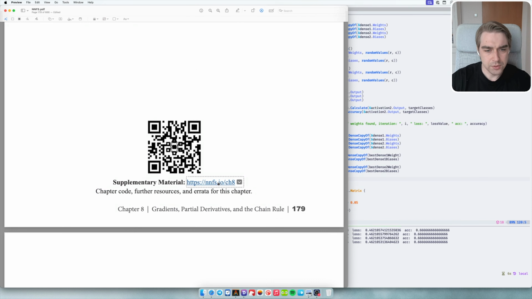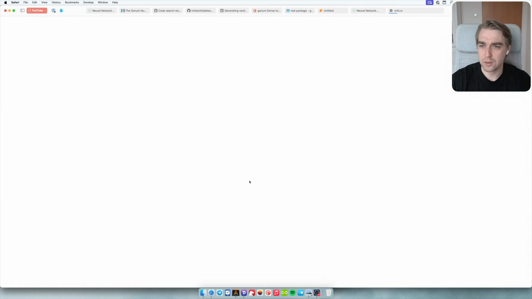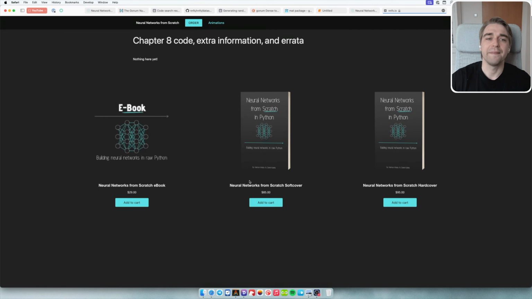Chapter code, the resources and errata for this chapter. Okay, let's take a look. And nothing here yet. Nice. I like this part. Okay, I will stop for now.